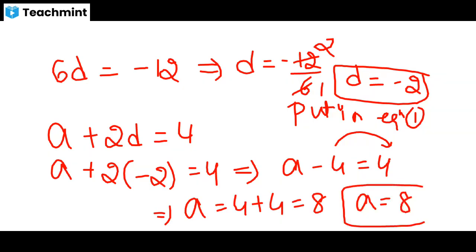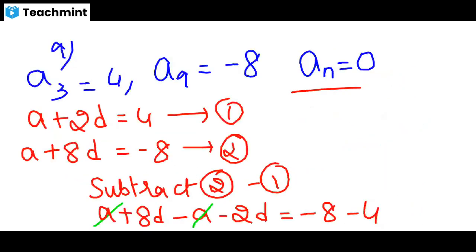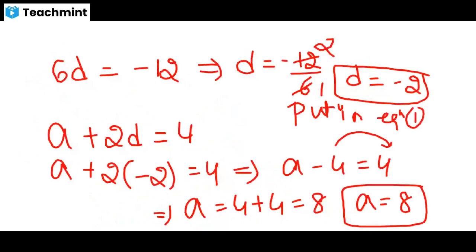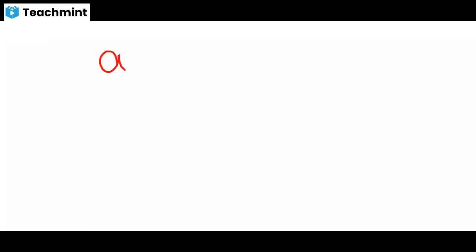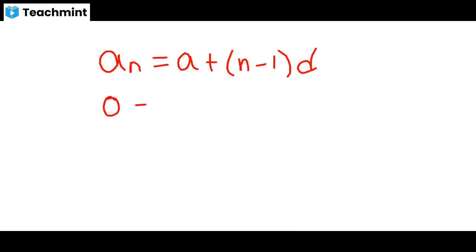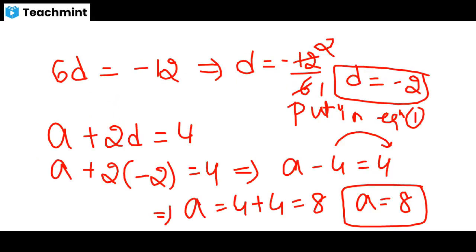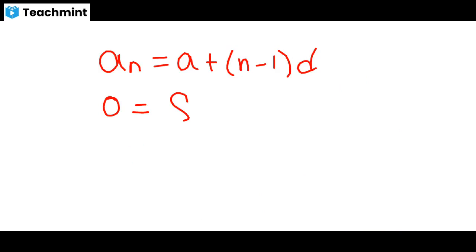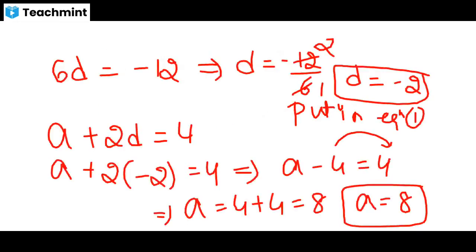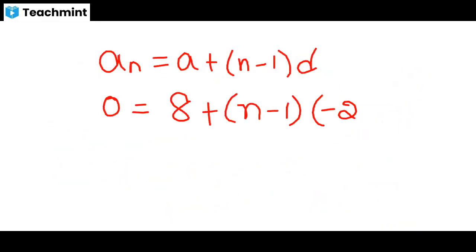Now what have they asked you to find? The n value. An is equal to 0, they have given. What is the formula we know? An is equal to A plus n minus 1 into D. We don't know the n value, but An is given, that is 0, and the A value we got is 8. So 8 plus n minus 1, I write it as it is, and the D value we have is minus 2.